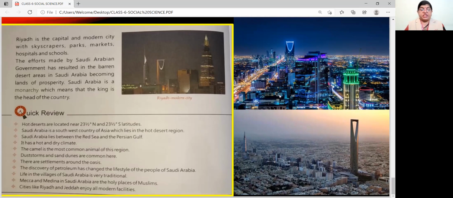Life in the villages of Saudi Arabia is very traditional. Mecca and Medina are the old religious towns and the holy places of the Muslims. Cities like Riyadh and Jeddah enjoy all the modern facilities. Are you getting me? They enjoy all the modern facilities. Riyadh and Jeddah are modern, and Mecca and Medina are the old religious towns.